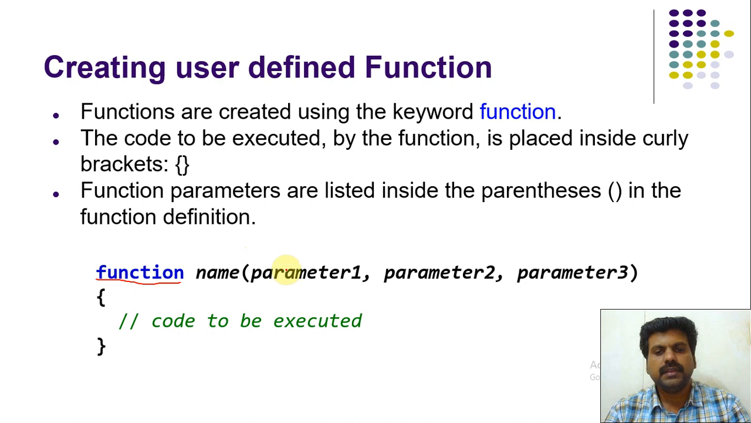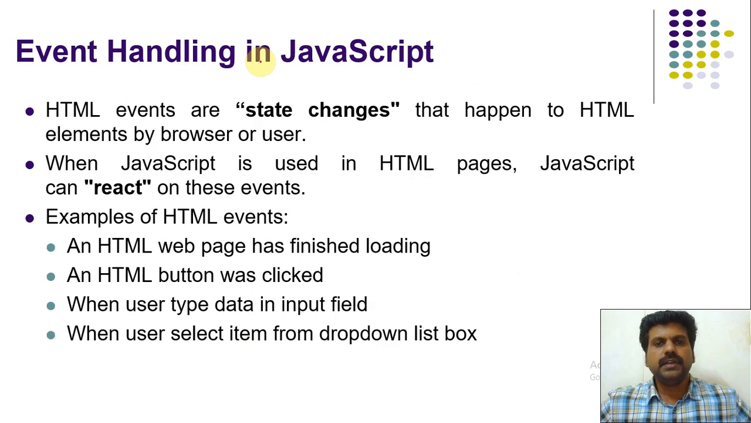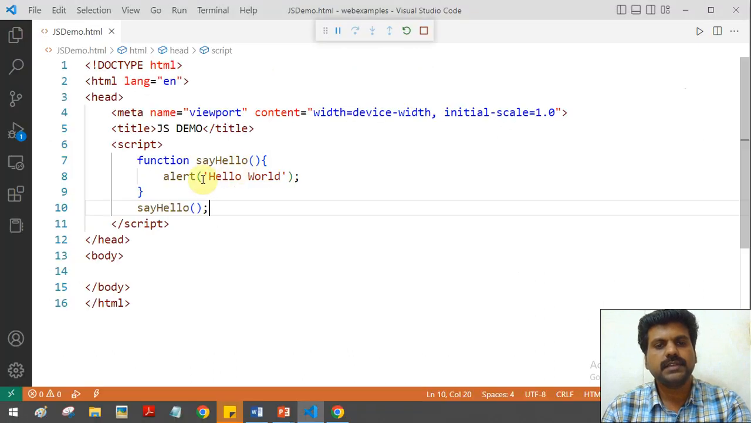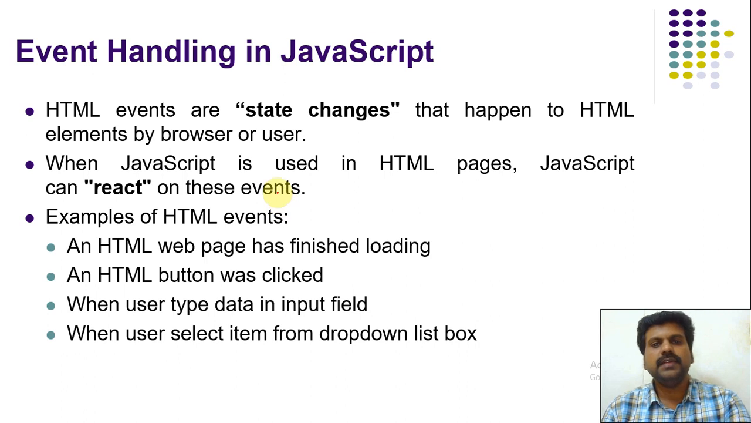Okay, so this way we can create a function, and we can also pass parameters for this function. Right, so we discussed how to create a function, and we discussed how to call the function. So we know how to create a function and how to call the function. Okay, so now let's talk about the event handling mechanism.